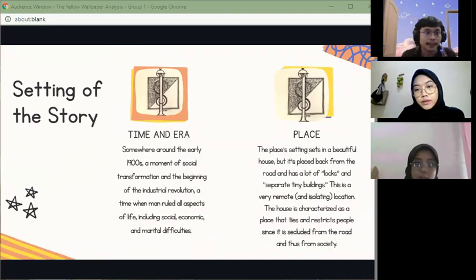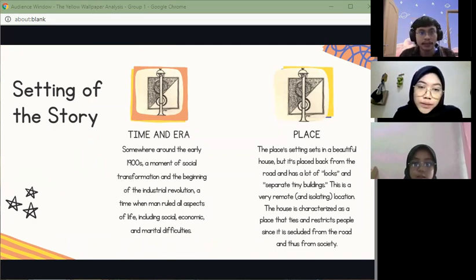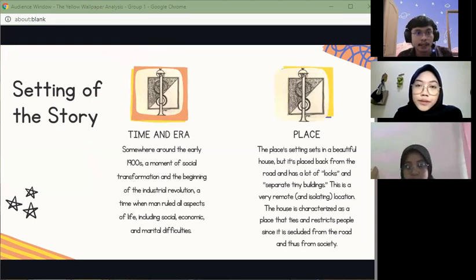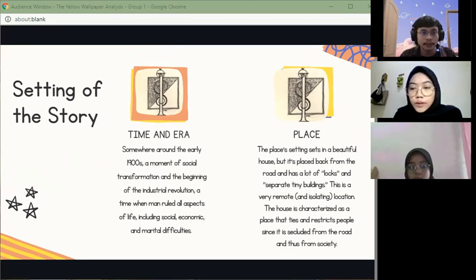All right, the time setting and era of The Yellow Wallpaper is somewhere around the early 1900s, a moment of social transformation and the beginning of the Industrial Revolution, a time when men ruled all aspects of life, including social, economic, and marital difficulties. And the location of the story emphasizes all the story's intangible emotions and attitudes.